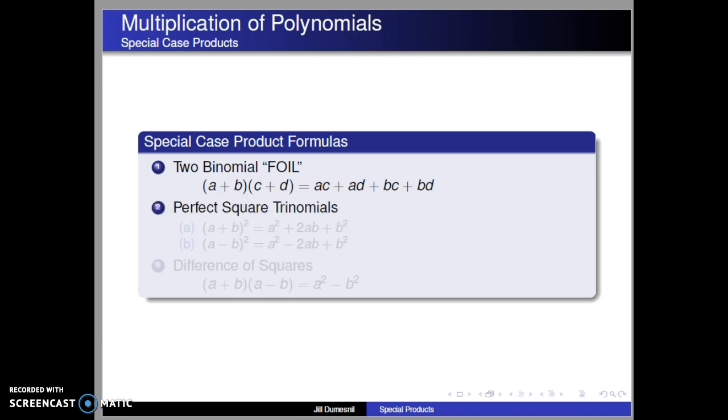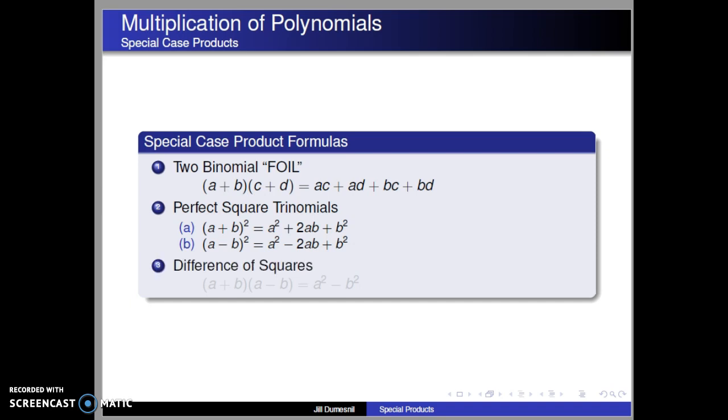Next, we have perfect square trinomials. These are trinomials that are also perfect squares of binomials. A plus b squared can be computed by a squared plus twice ab plus b squared. Similarly, a minus b squared can be computed by a squared minus twice ab plus b squared.